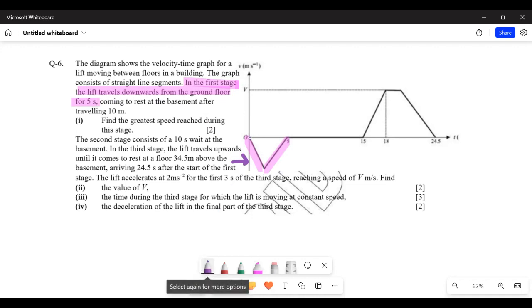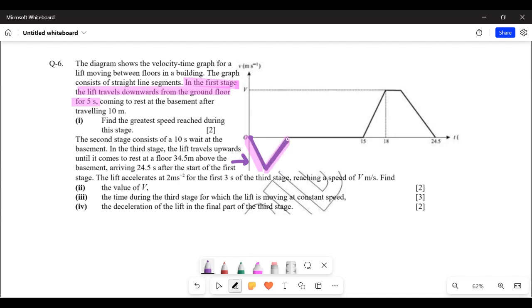What's happening? First, this velocity was zero, and then the velocity is increasing, increasing, increasing as the lift goes down. Then it starts to decrease and starts becoming zero. So what's happening is that here's the lift at ground floor. On the ground floor, it starts going down. It first increases its speed, and then it starts to slow down as it goes down, and eventually it stops because the speed again becomes zero.